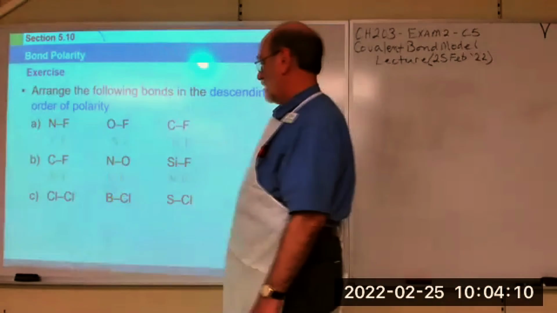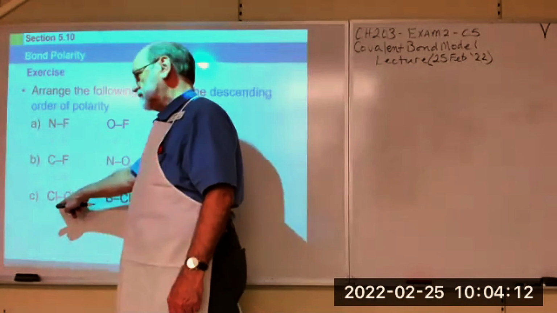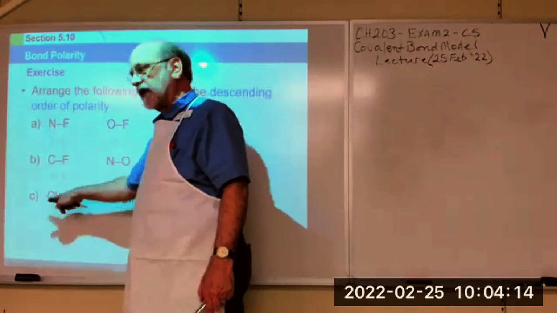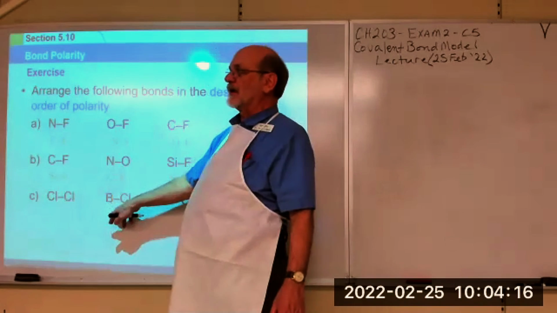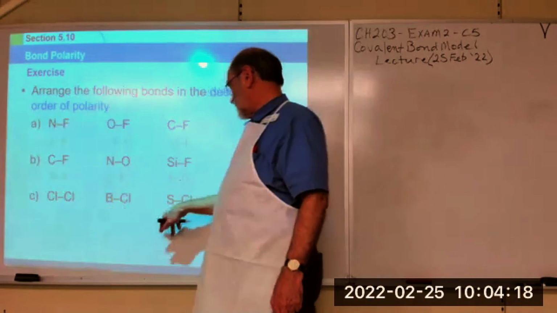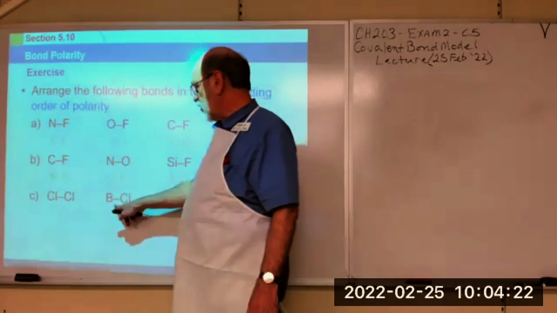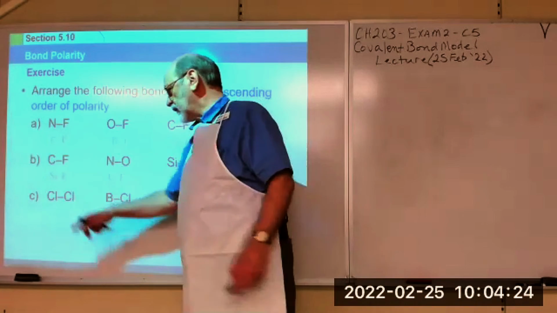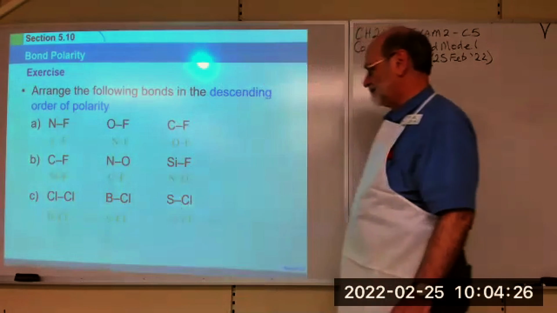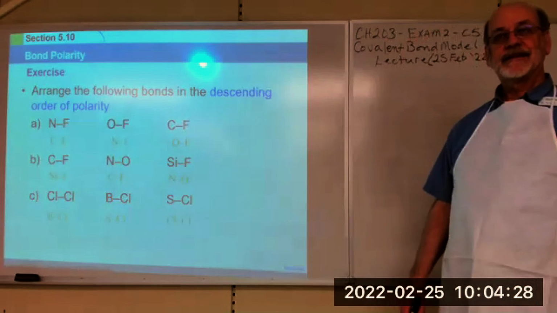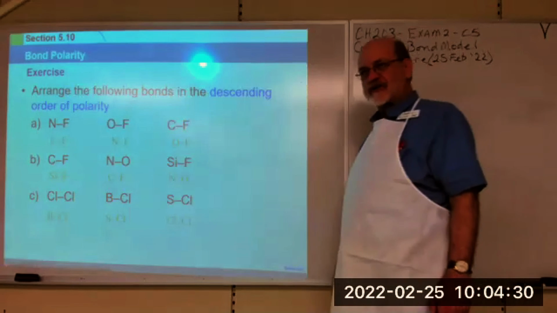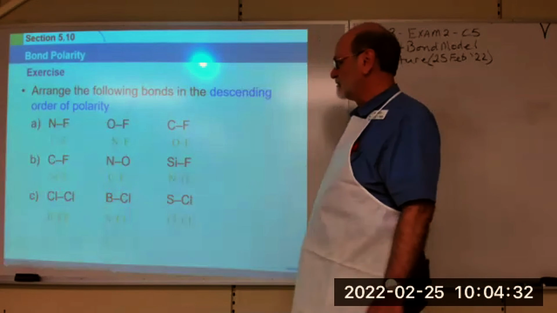Now these, that's nonpolar. Right? Two equal atoms. Boron and chlorine, they're pretty far apart. Sulfur and chlorine, they're closer together. So this would be the most polar, this would be next, and then that one would be the least. Okay, that's how we rationalize that selection.